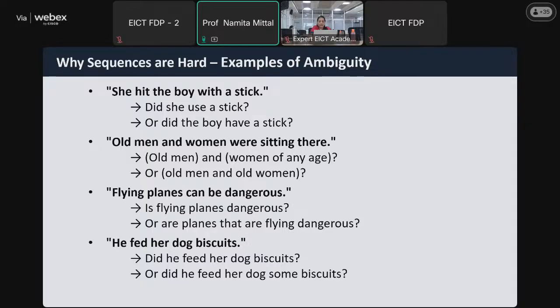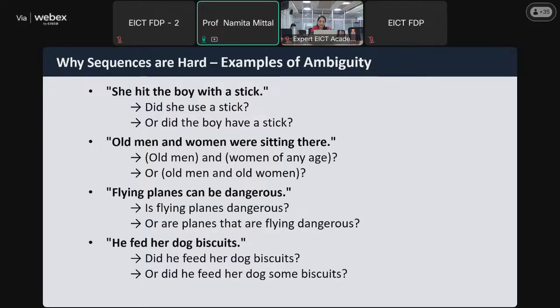Second, old men and women were sitting together there. So old men and women of any age, because women are not specifically described with the adjective old, or old men and old women. If I say old men and women, it seems like both women and men are old, while some may say only the men are old, but the women may not be old, not specifically decided or mentioned. That is again considered ambiguity.